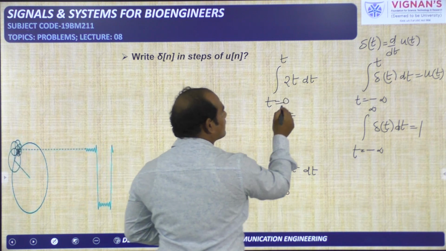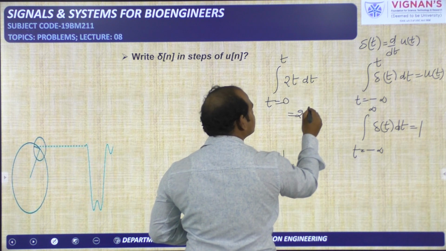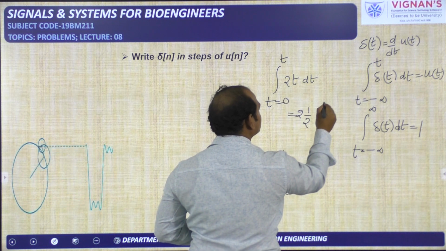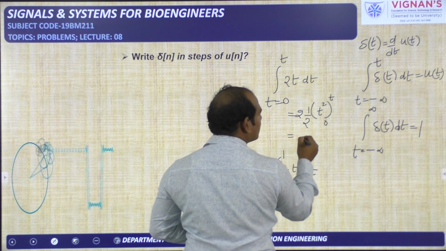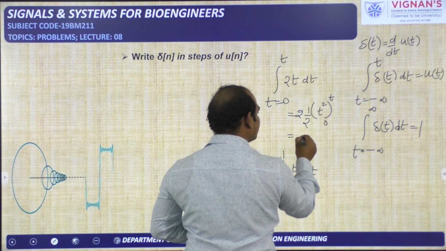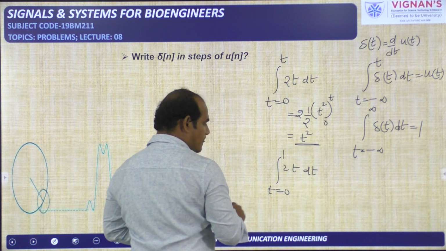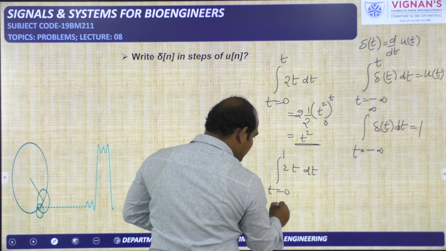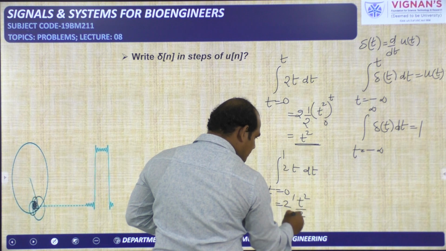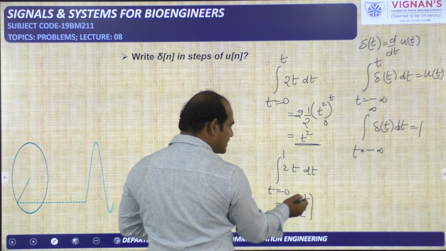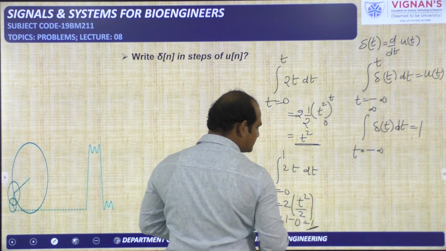You see here, 2 is constant, we can write outside. Integral of t is t square by 2, and limits are 0 to t. The 2 cancels, so upper limit t square minus lower limit 0, so t square is the answer. Here also 2 is the constant, we can write outside. Integral of t is t square by 2. 2 will be cancelled, t square will be there. If you substitute the limits 1 minus 0, that is equal to 1 you will get.